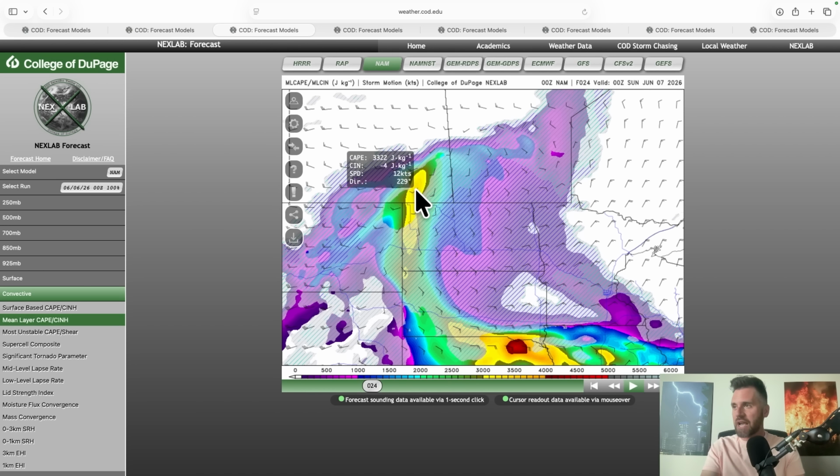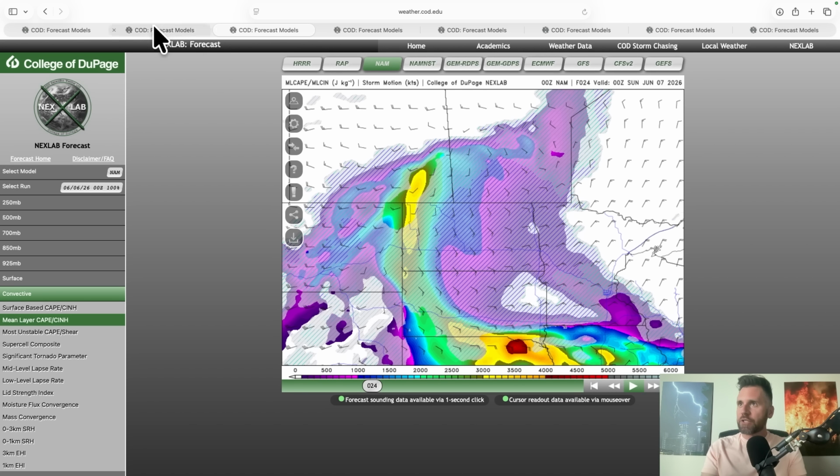On this map, we're actually looking at a product called convective available potential energy, or CAPE, in joules per kilogram. Of course, we don't have thunderstorms everywhere we have CAPE. It's just that if you do get a thunderstorm, it's a measure of that potential updraft strength.